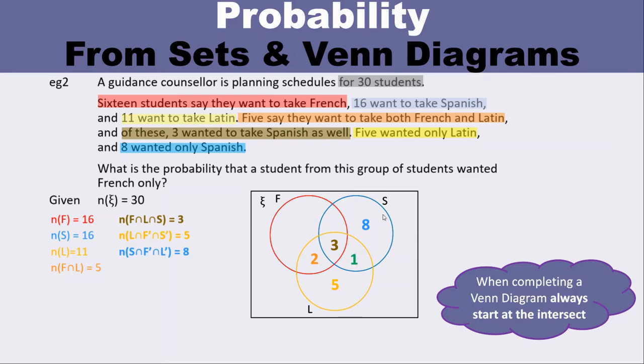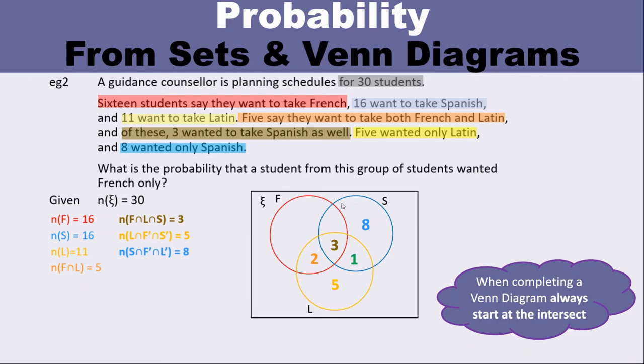So finishing off my circle of students who want to take Spanish, I know that there are 16 students who want to take Spanish altogether, but 8 of them only want to take Spanish. 1 of them only wants to take Spanish and Latin, and 3 of them want to take all 3 languages. The one missing value that I don't know is how many students want to take just French and Spanish.